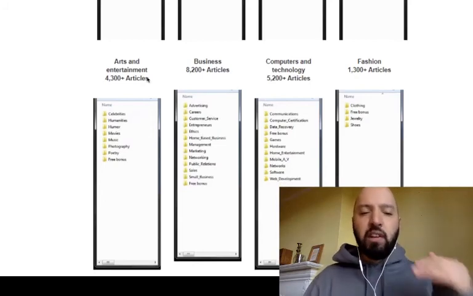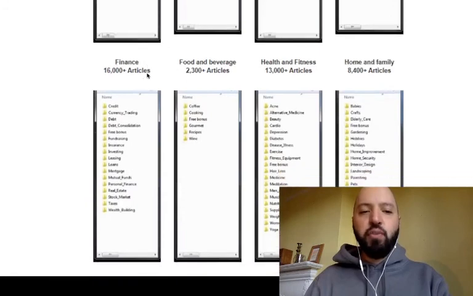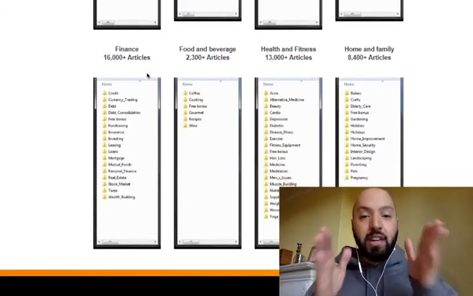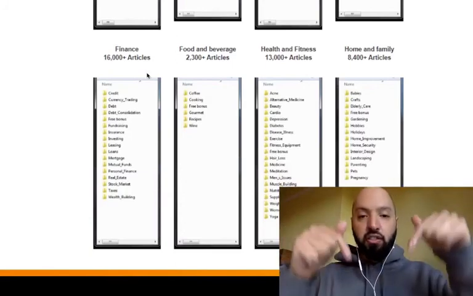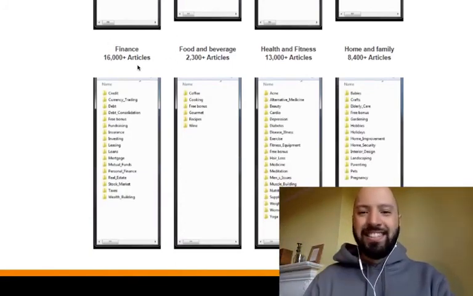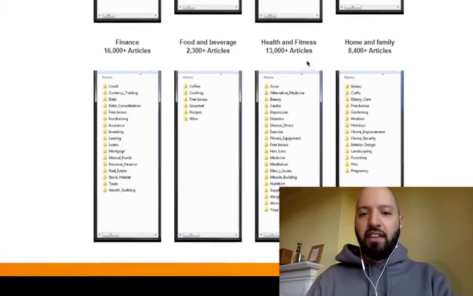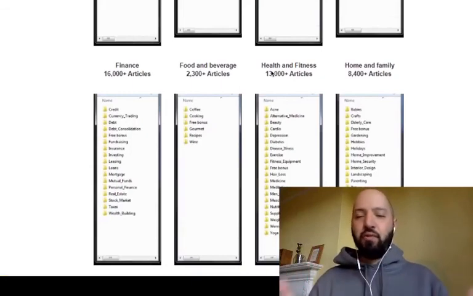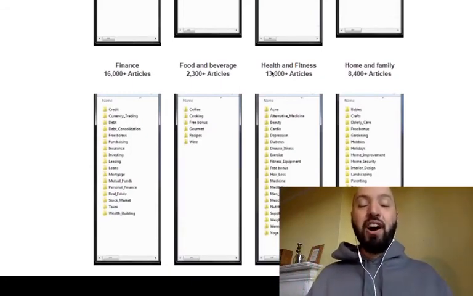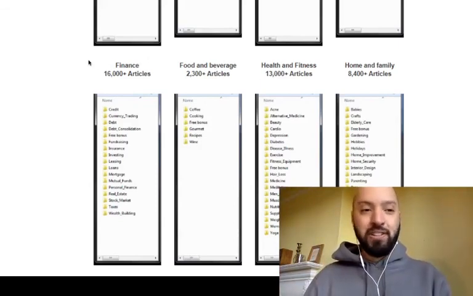I'm just going through really quickly. I know you can read, I know you can see these for yourself. I'm just giving you an idea of all the themes that you can use. You'll get these immediately in your Spin Rewriter account if you purchase it through the link below. Finance, 16,000 articles. Food and beverage, health and fitness, home and family as well. All the articles you could ever think of, ever write about, ever want to publish, I'm giving you 100,000 of these to do what you want with. Ideally put them through Spin Rewriter and turn these into billions of articles instead.